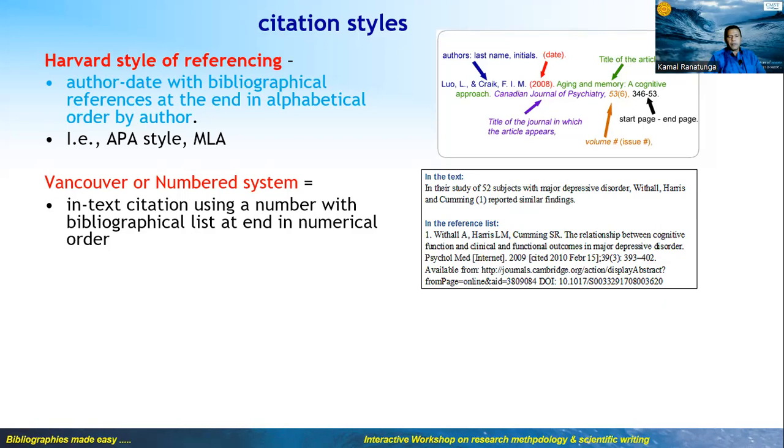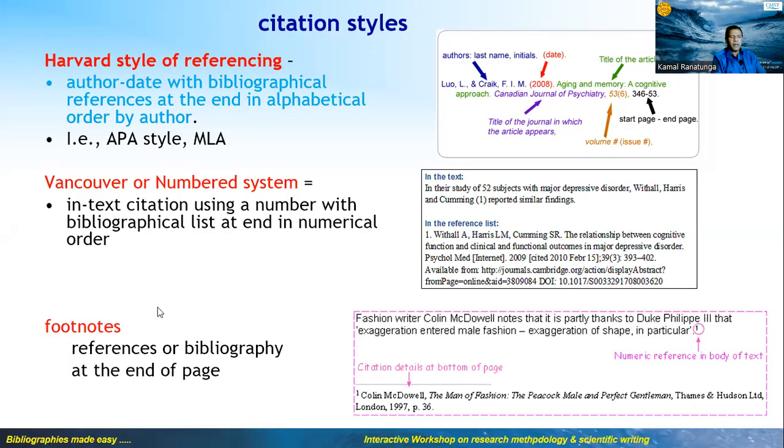In this case, the in-text citation is a number, in sequence order. And the full reference is given at the end with that number, right? I have given an example here. The reference to this one is given number one, and that number one is given in the reference list with the full reference. So that is the Vancouver type reference style, the number system, right?